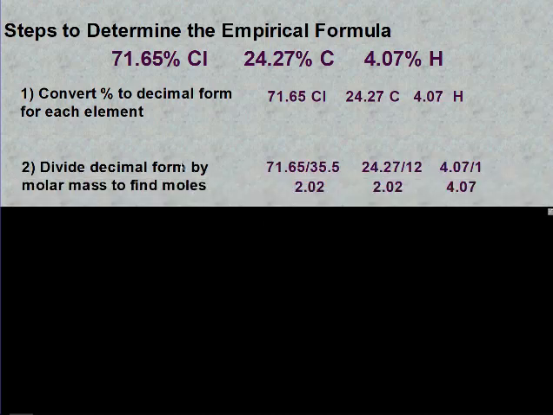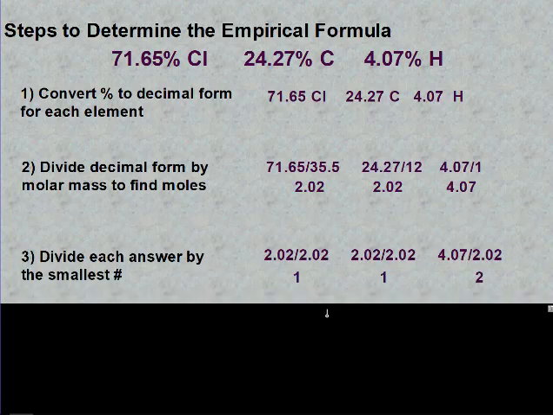You're going to divide those grams by molar mass to find moles. So step 1 is basically we're converting to moles. When you divide, make sure you're dividing by just one atom of the element. Chlorine, although it normally is diatomic, is in a compound with these other elements. So you're just dividing by 35.5 or 35.45, carbon divided by 12.01, and hydrogen divided by 1.008.